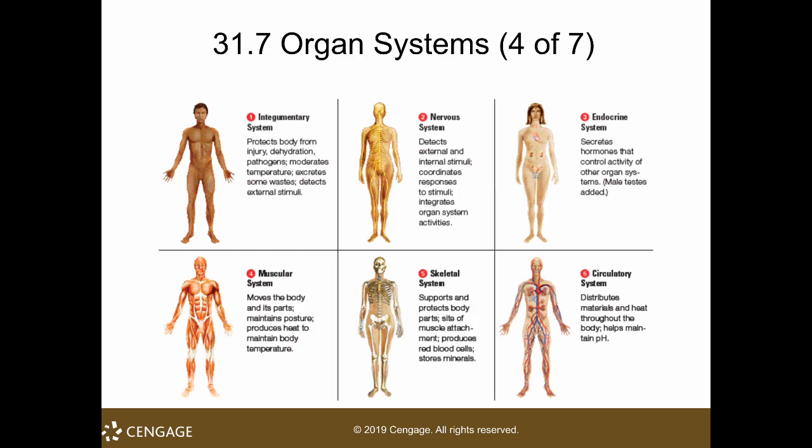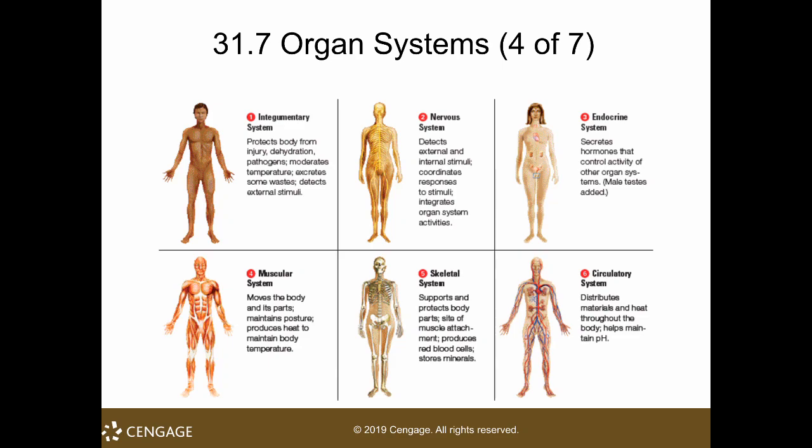So the integumentary system's main job is to protect the body from injury, to prevent dehydration, to prevent the entrance of pathogens, to moderate the body temperature, excrete wastes, and detect external stimuli. Then we have the nervous system, for detection of external and internal stimuli. It coordinates our body's responses and integrates the different organ systems in the body. We have the endocrine system, which secretes hormones that control the activity of the other organ systems. And the muscular system, for movement, it maintains the posture. It also produces heat and helps maintain body temperature.